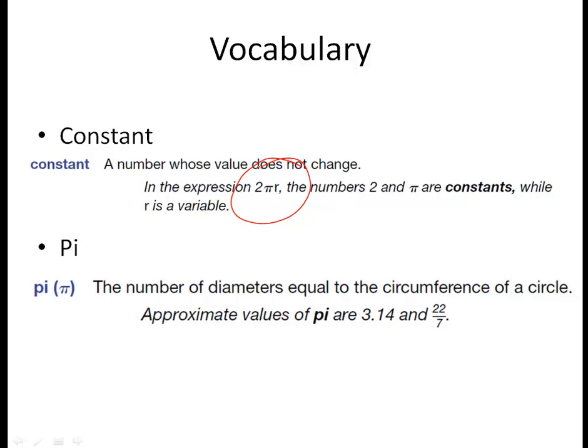Pi itself, represented by this little symbol here, is the number of diameters that it requires to go around a circle. It's equal to the circumference of a circle divided by its diameter. And they found that that's approximately 3.14 in decimals, or 22 divided by 7 when you see it in fraction form. So knowing that, let's take a look at a few of these.